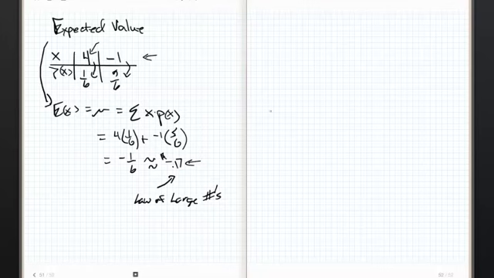So think about Megabucks with their $250 million jackpot.